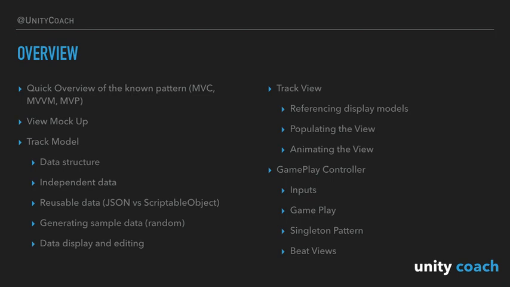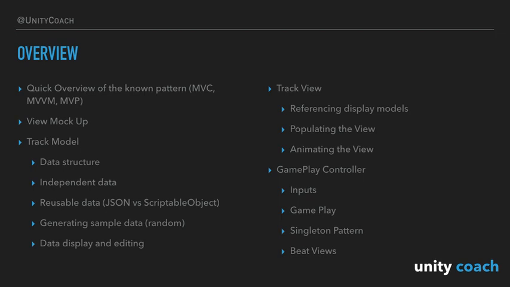So let's have a quick overview of what we're going to be touching on in this chapter. We're going to have a quick overview of the known patterns, which are the MVC, which is the model view controller, or the MVVM for model view model, and the MVP for model view presenter, which are design patterns. Then we'll see how we can quickly mock up the view in Unity using the UI tools, so that we can give ourselves a pretty good idea, pretty good representations of what the view is going to be like, and then how the data is going to be like with it.